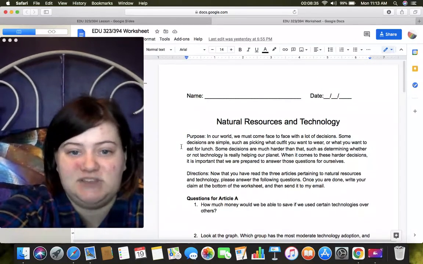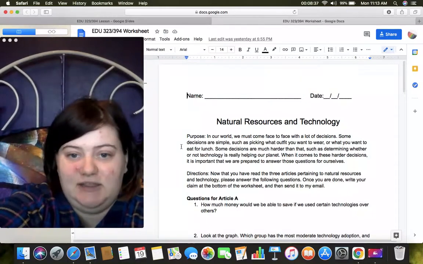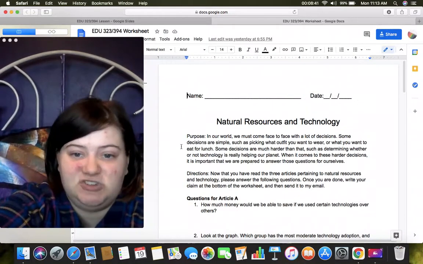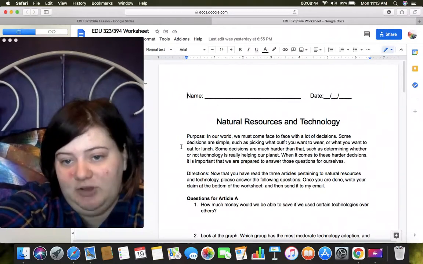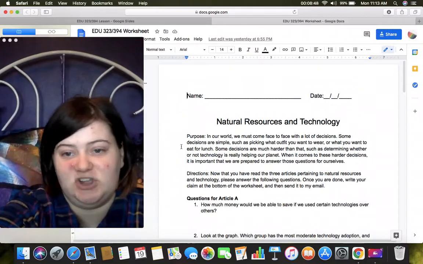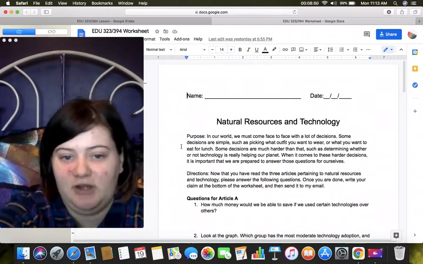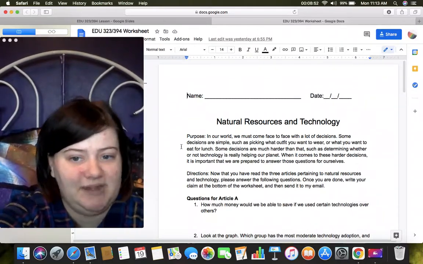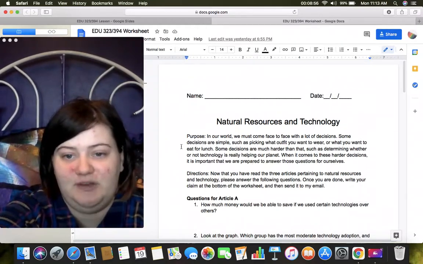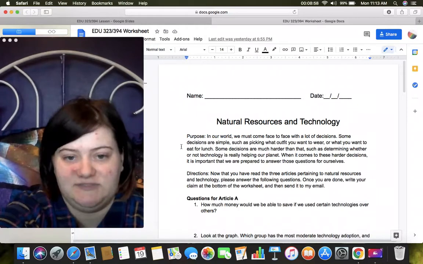So the purpose of this worksheet is that in our world, we must come face to face with a lot of decisions. Some decisions are simple, such as picking what outfit you want to wear, or what you want to eat for lunch. Some of the decisions are much harder than that, such as determining whether or not technology is really helping our planet. So when it comes to these harder decisions, it is important that we are prepared to answer those questions for ourselves.